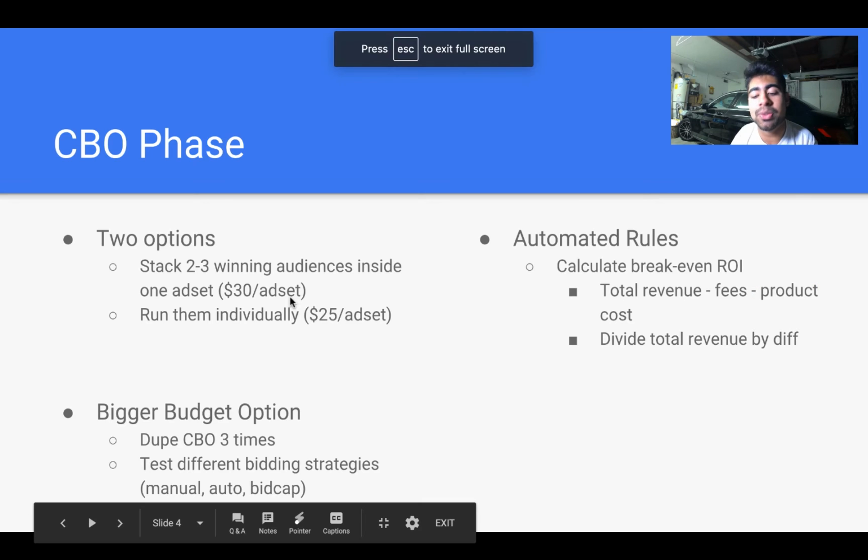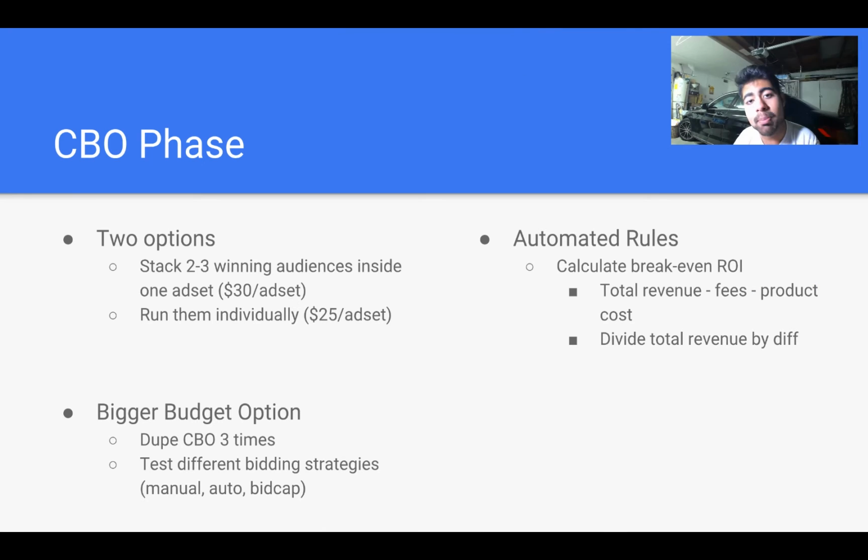Remember, you have 2 options which you can do depending on your budget. But let's say you have an even more budget and you want to just go aggressive all in. That's when you want to dupe the CBO 3 times and you want to test different bidding strategies. Remember, there are 3 different types: the manual bidding, the auto bidding, meaning the lowest cost bidding, and the bid cap bidding, meaning lowest cost with bid cap. I don't want to go too much into that in this video, but basically you want to dupe that same exact CBO 3 times into these different bidding strategies.